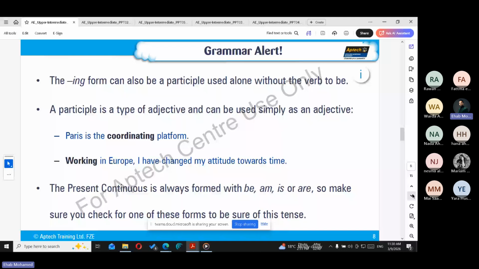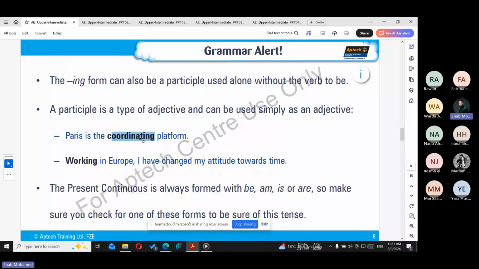So the ing form can also be a participle, as I told you. Okay? The ing form can also be a participle, present participle, or without the verb to be. A participle is a type of adjective that can be used simply as an adjective like this. Paris is the coordinating platform. Working Europe, coordinating, this is the present participle. This is an adjective that comes before the noun to describe it, to modify it.